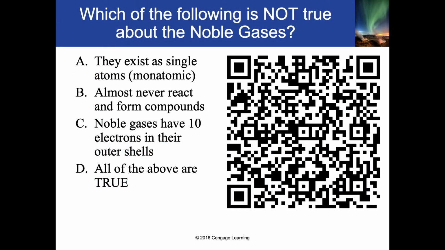All right. So your next question is this: which of the following is not true about noble gases? They exist as monatomics. They almost never react. Noble gases have 10 electrons in their outer shells. Or all of the above is true.